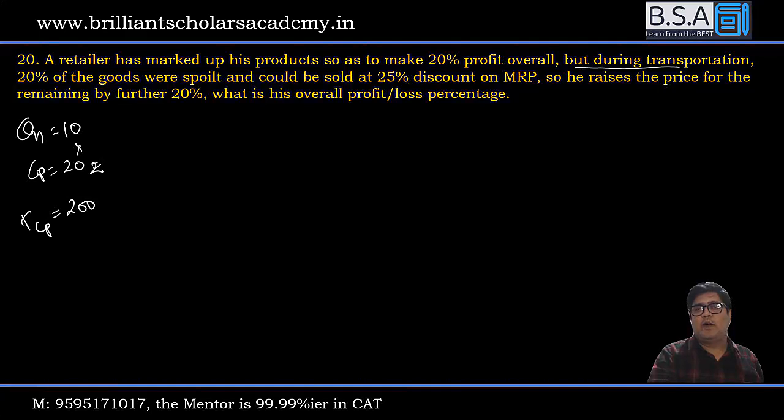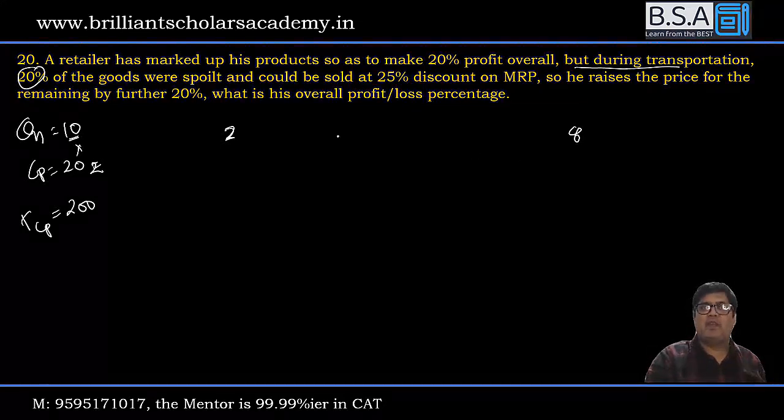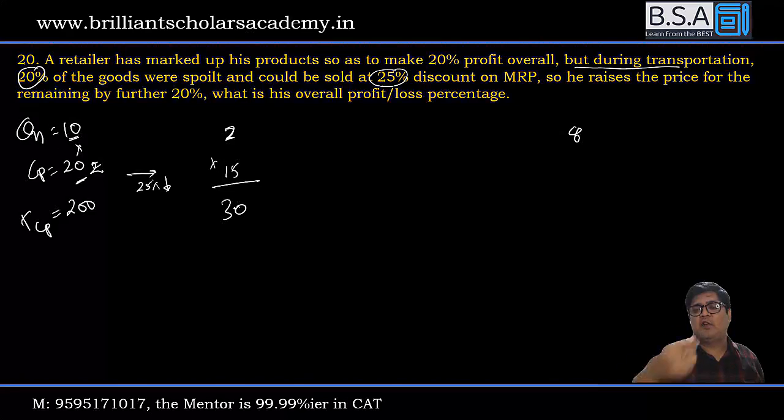Total cost price is quantity into money. 20% of the goods were damaged. What is 20%? 2 goods were damaged. How many remain? 8 remain. They were sold at a discount of 25%. What is 25% of this? 25% is 5 rupees, the discount is given. So they were sold for 15 rupees. Sold at a 25% decline, so how much money will be collected? 30 rupees are collected.